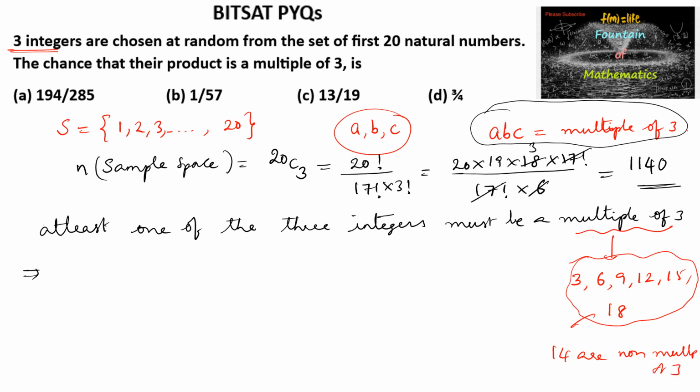are non-multiples of 3. So our selections can be: first, among the 6 multiples we need to select one, and the remaining two integers can be selected from 14.